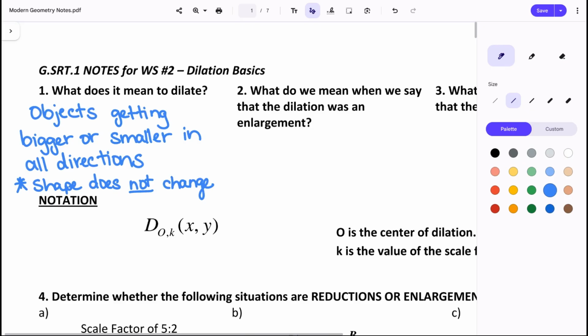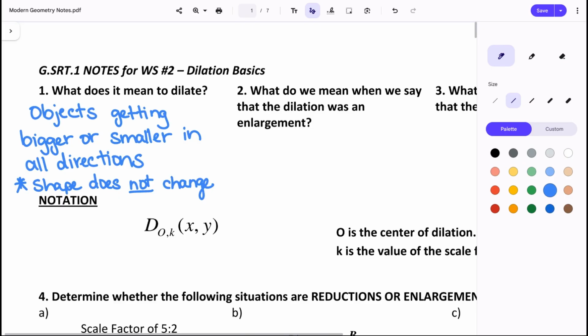The shape is going to stay whatever it was. So if it was a square to begin with, it's going to end as a square. If it was a triangle, it's going to end as a triangle. We may not see shapes though. So I'm glad that Quentin said objects, because it doesn't have to be a triangle. It doesn't have to be a shape.